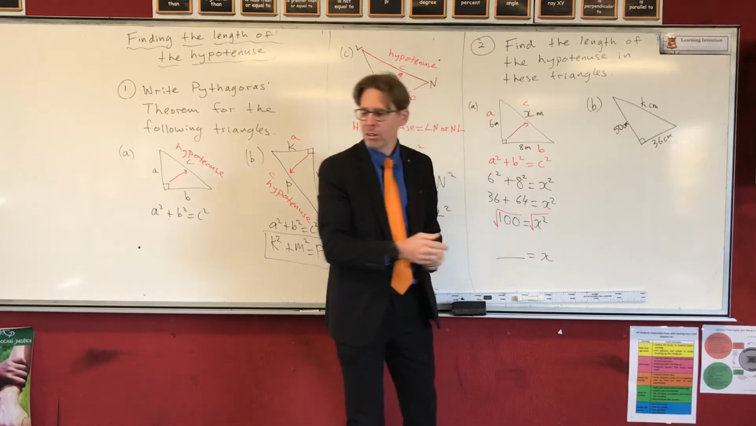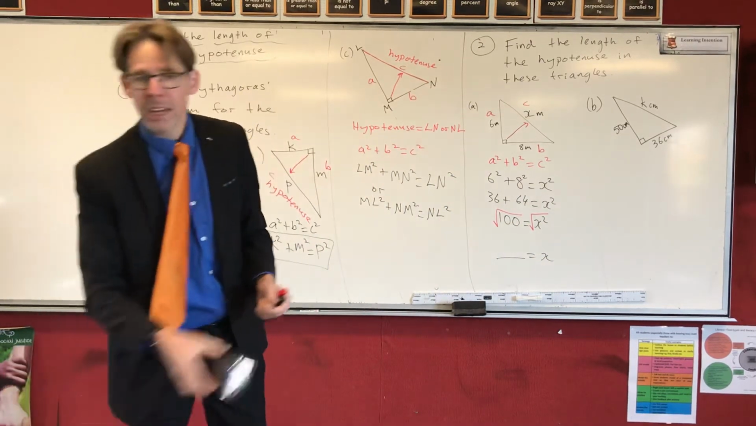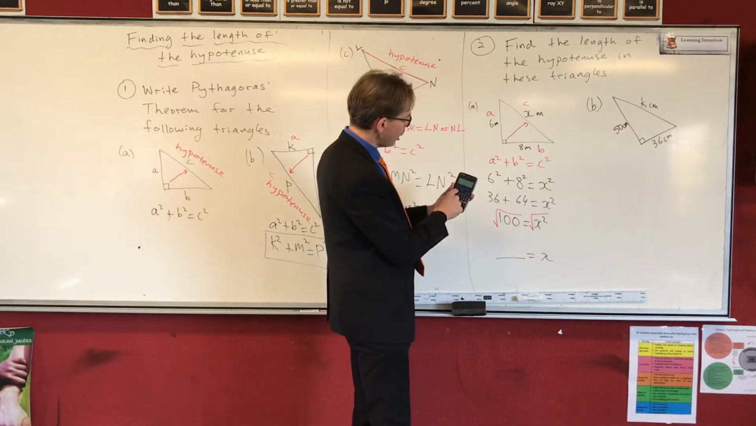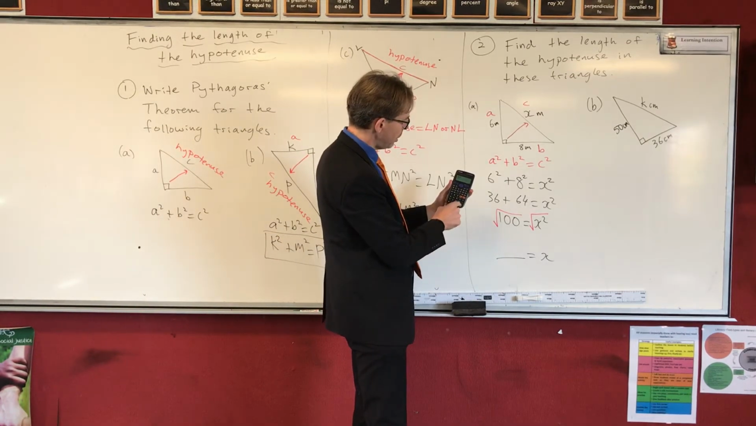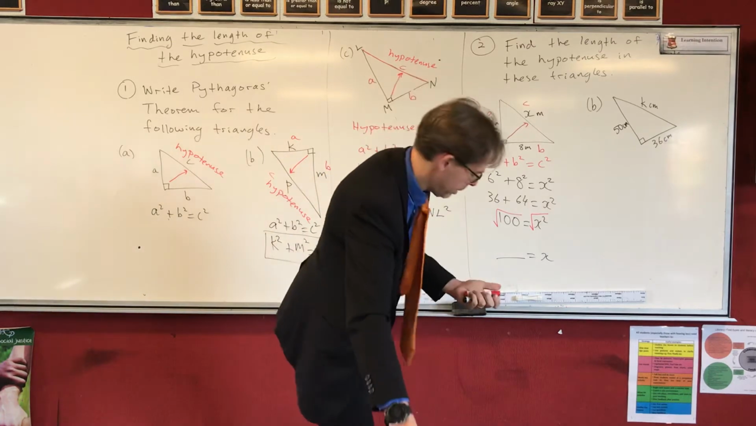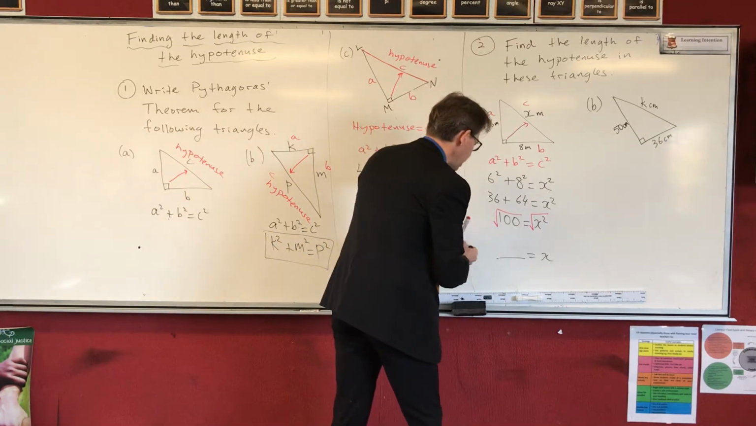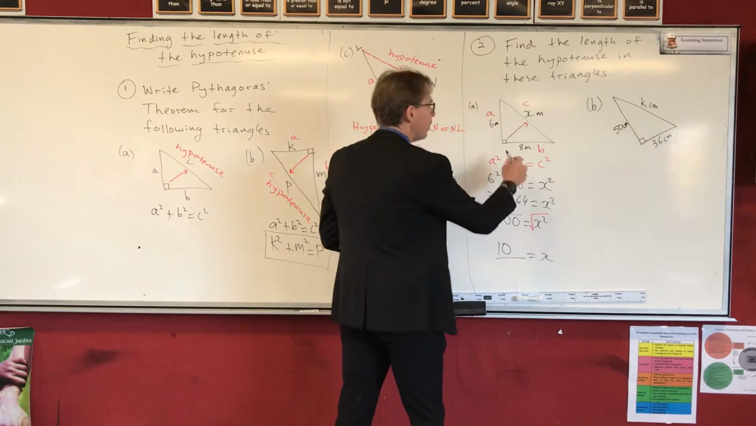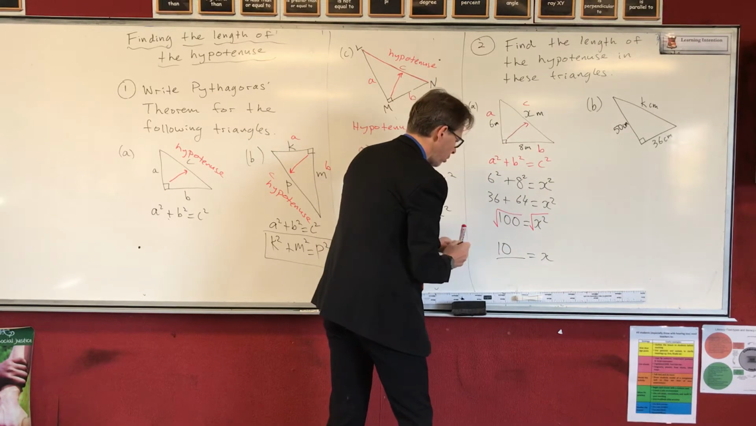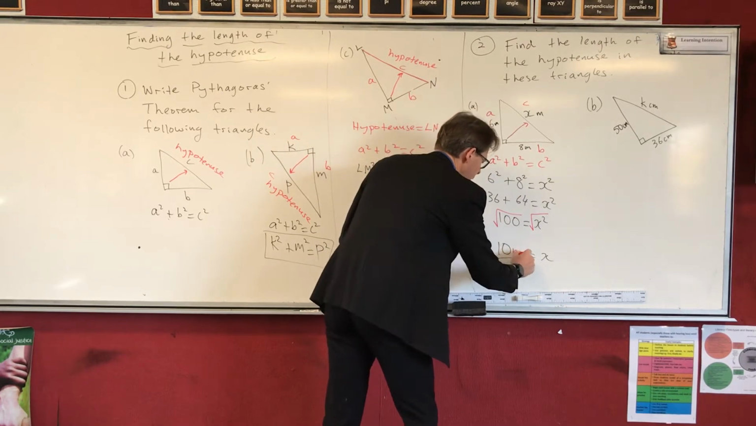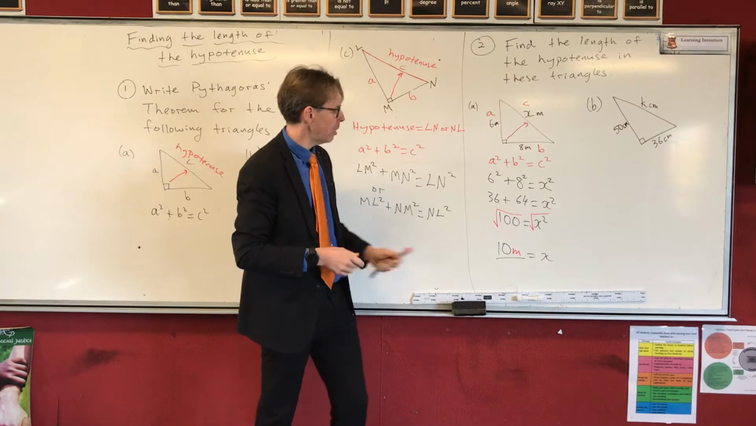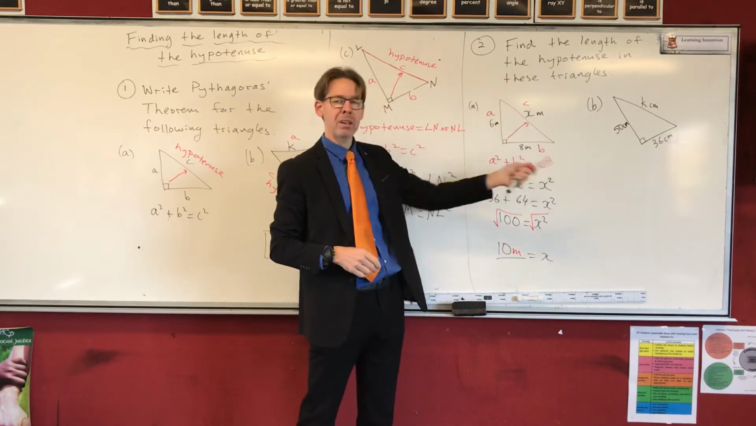The square root of 100, well, you can get your calculator for that. Press the square root button, press 100, equals, and you get 10. So X equals 10. Now don't forget it's meters here, so I put meters at the end there. Okay, so X equals 10 meters, so that length is 10 meters.